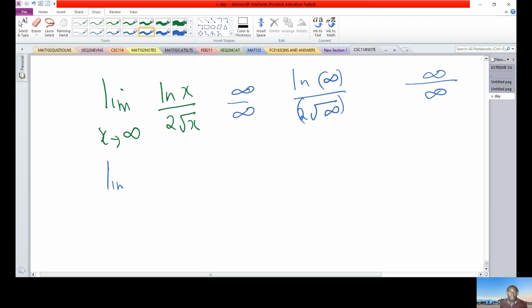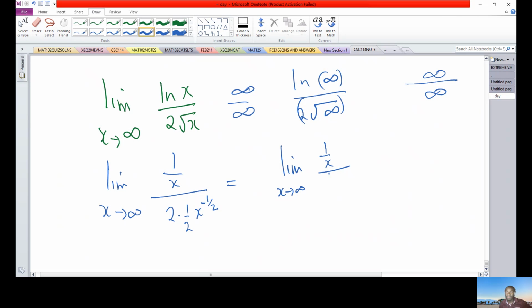So it will be the limit as x approaches infinity. When you differentiate this one, you get 1 over x. When you differentiate this one, you get 2 times a half x raised to the power negative a half. Which is the same thing as saying the limit of 1 over x, as x approaches infinity, over just 1 over square root of x, because this and this cancel out, so x raised to the power negative a half is 1 over root x.